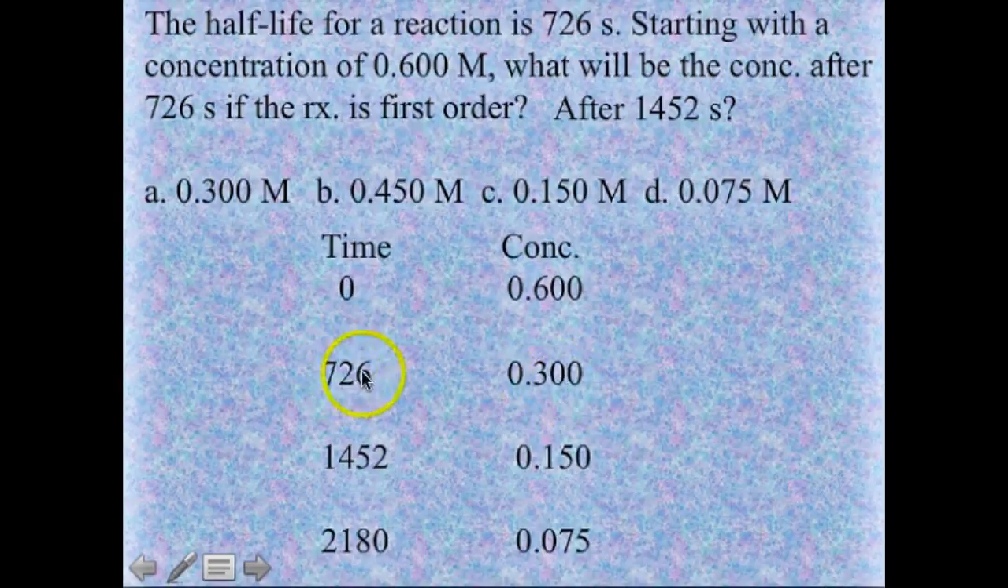If you go another 726 seconds, you'll be at 1452 seconds overall, and you would have reacted 1/2 of the 0.3 molar of the reagent, taking you to 0.150 molar. Another half-life period from 1452 to 2180 would be 1/2 of the 0.15 to 0.075. So each one of these half-life periods would consume 1/2 of the remaining reagent.